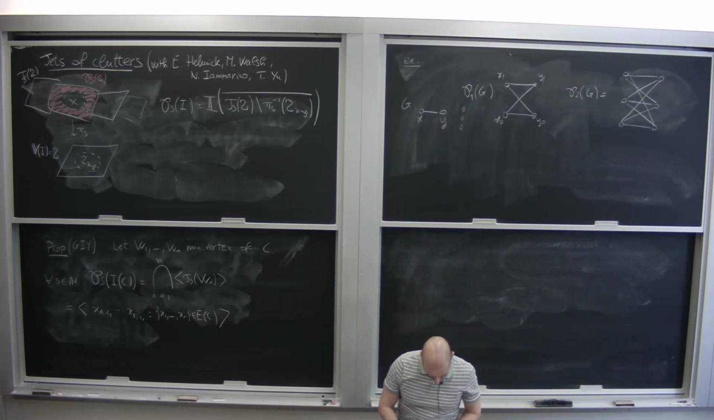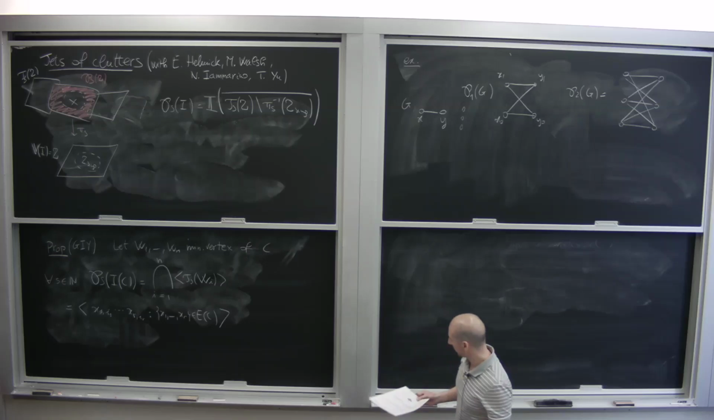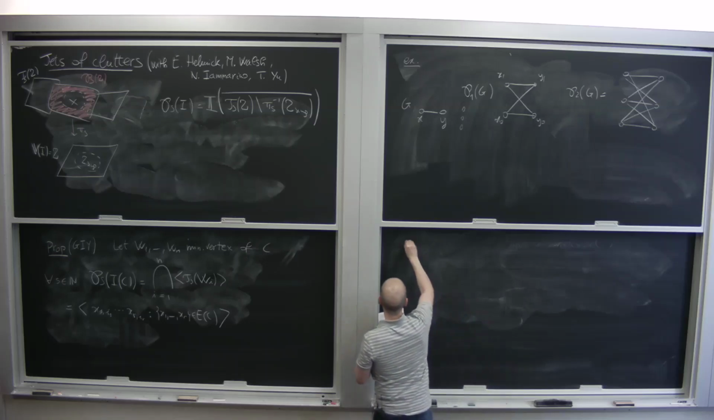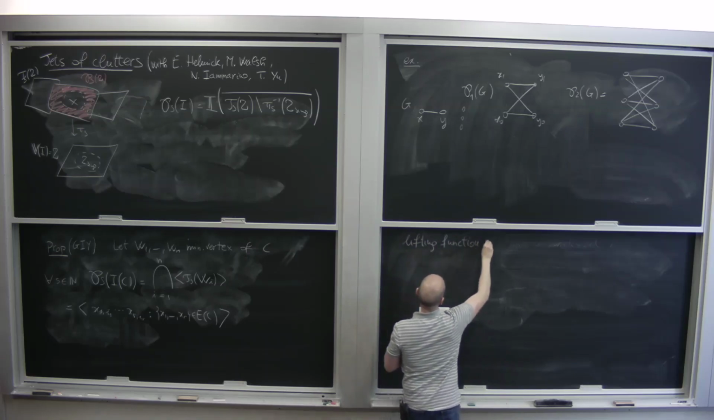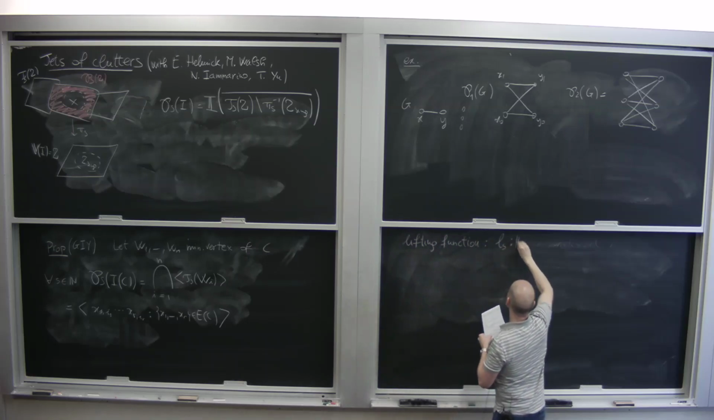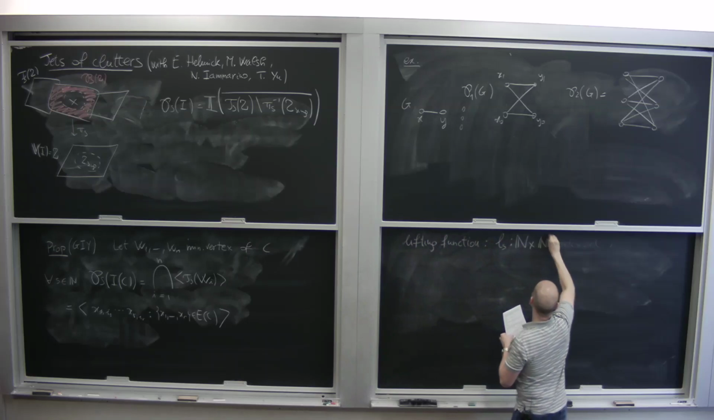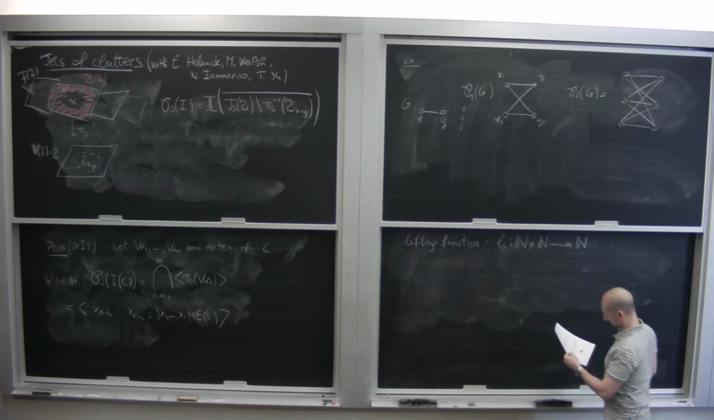All right, let me narrow it down to what we need exactly. Okay, so we need this thing. We call this a lifting function. So we denote it L sub s. It takes as input 2 natural numbers. It returns a natural number.